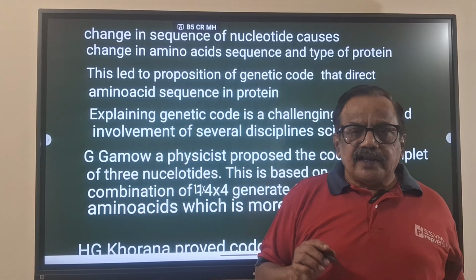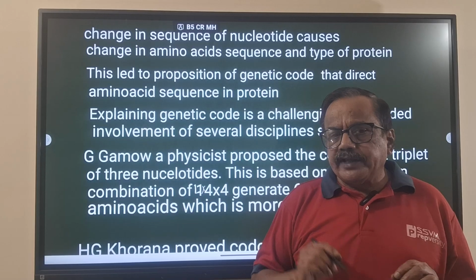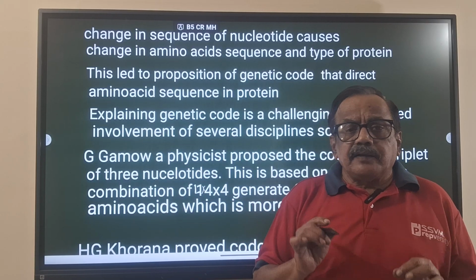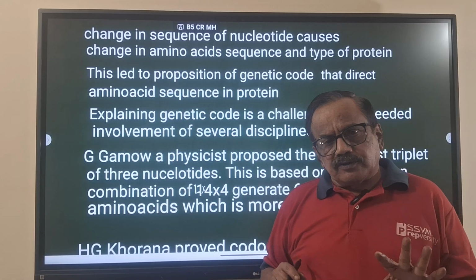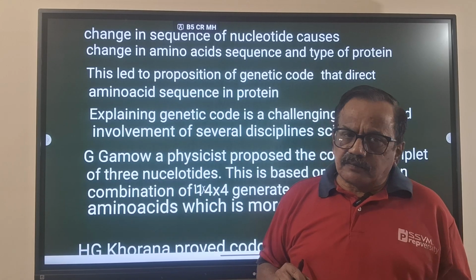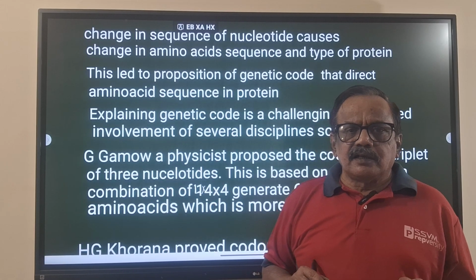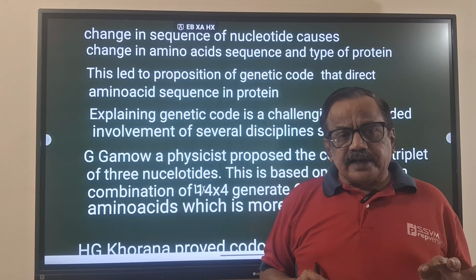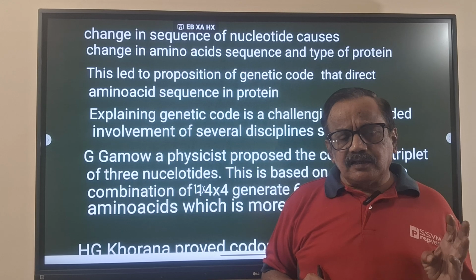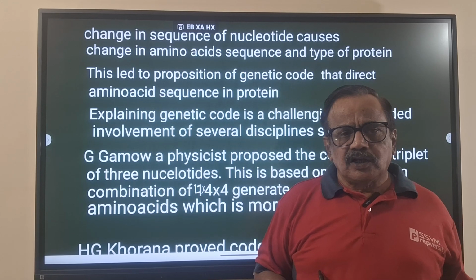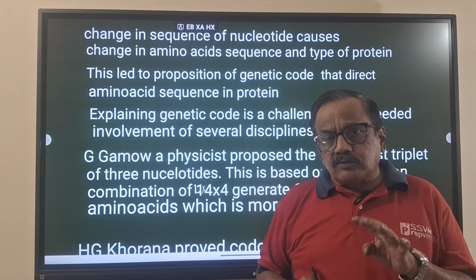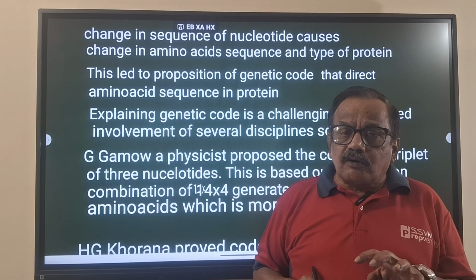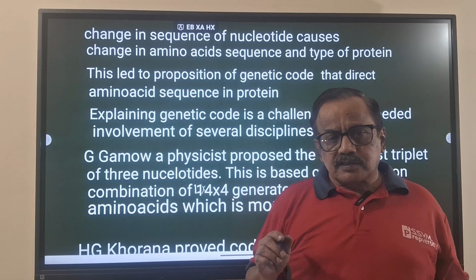Because when they tried to find how the mRNA is coding the amino acids, only 4 types of nucleotides are there, based on the nitrogen bases. They are the purines, adenine and guanine, and the pyrimidines, uracil and cytosine. Out of these 4 only, the code has to follow. The 4 have to give the code for the 20 amino acids.